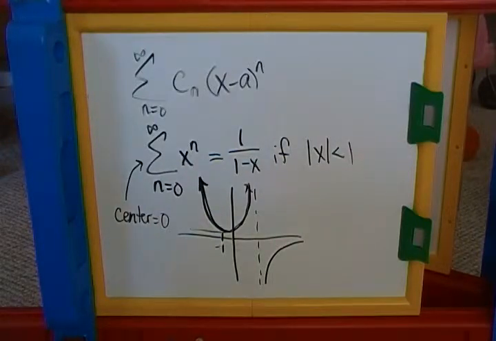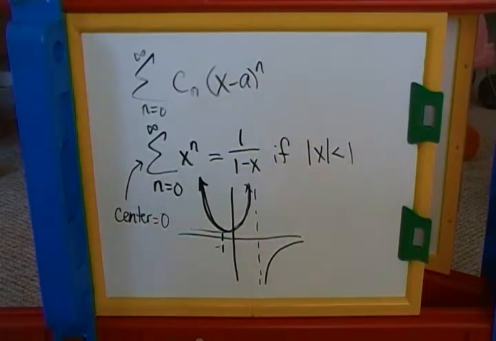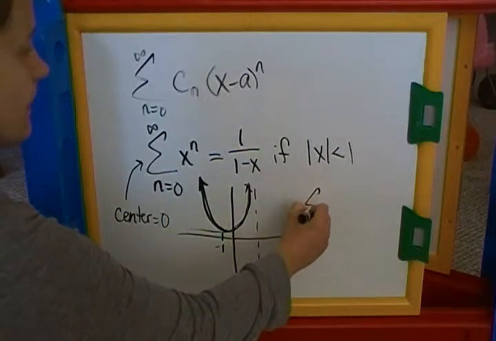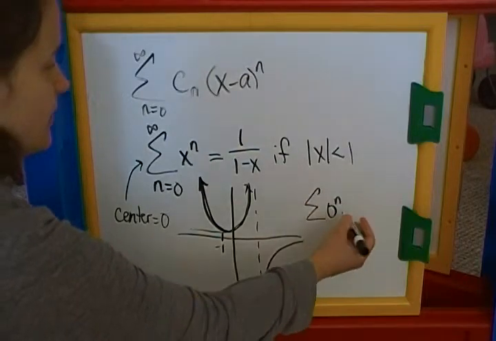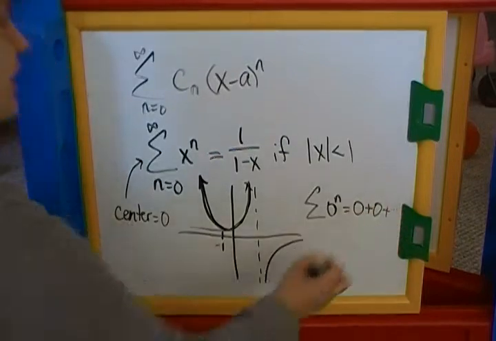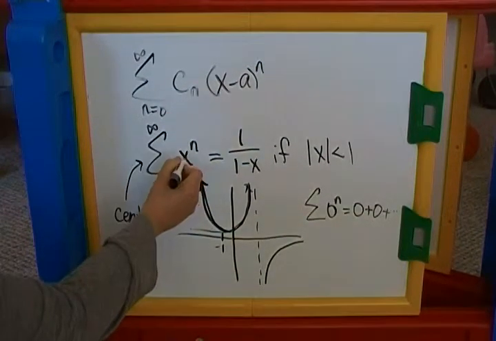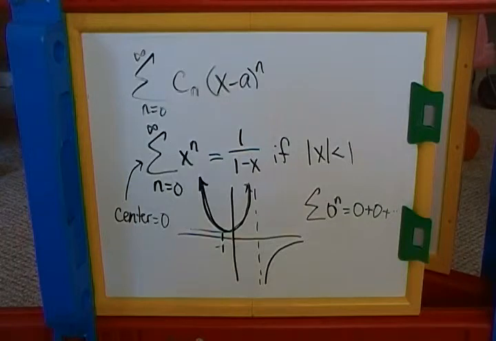What would this series be if x is 0? Well, 0 to the n is just the series. Sorry, that's really small, but that would just be 0 plus 0 plus 0 going on forever. So that's obviously just 0. And so that series obviously converges. And so the point is that this series converges for all values of x that are between -1 and 1.